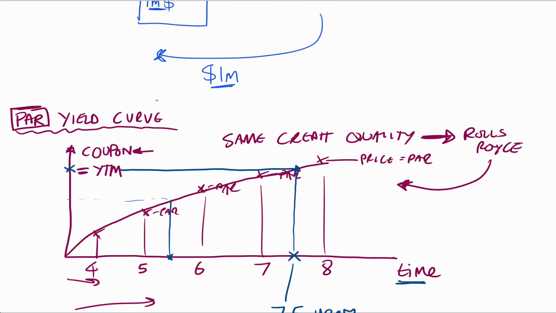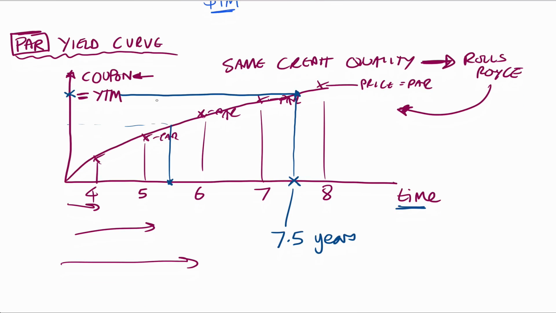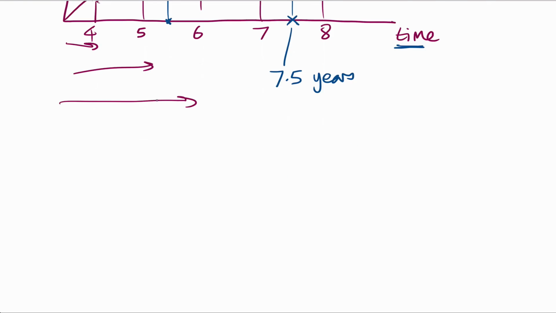So that's basically the par yield curve. So if we go back to the formula for yield to maturity, we're going to start talking about spot rates, and also some of the limitations. I'm just going to try and keep it a bit colourful. So, spot rates.